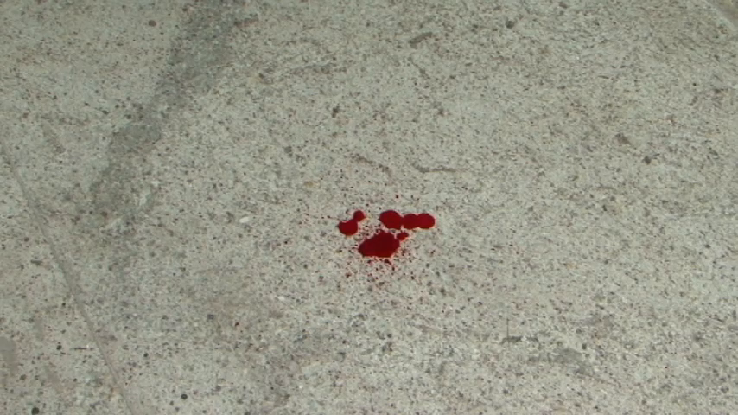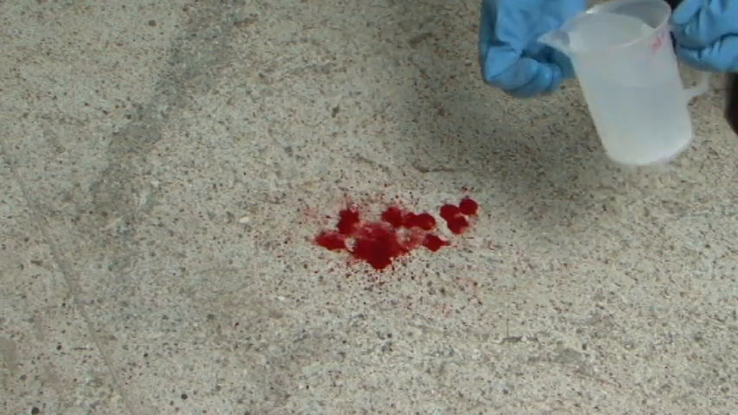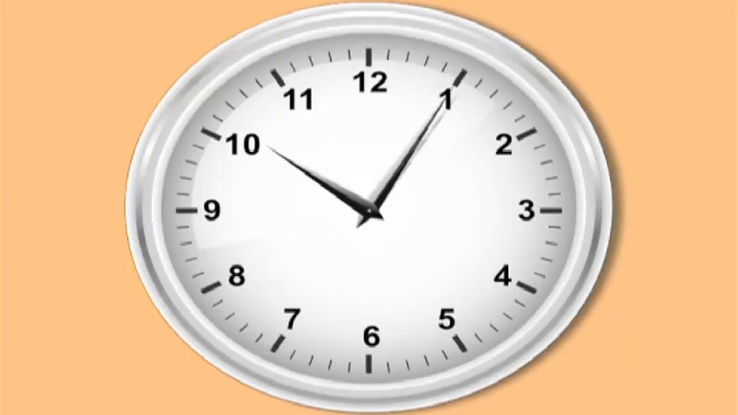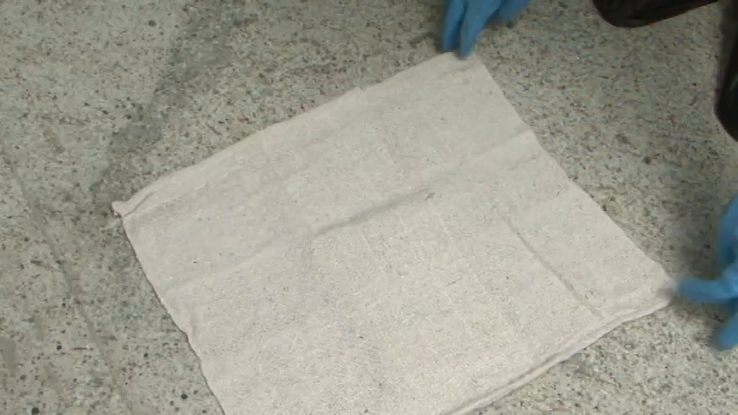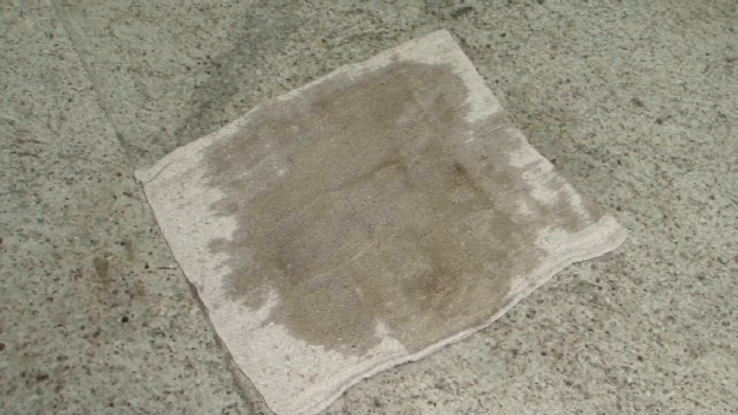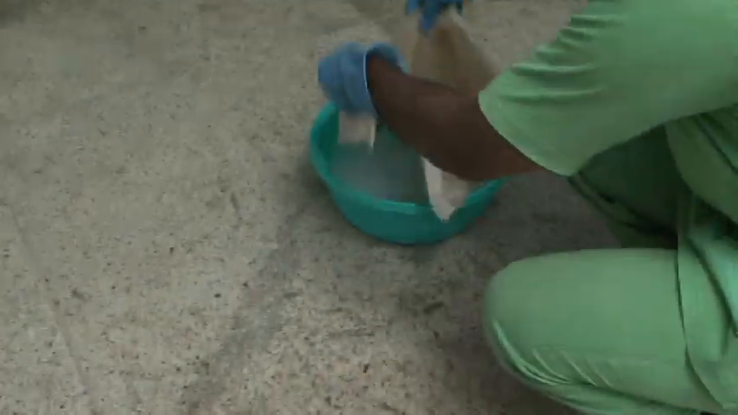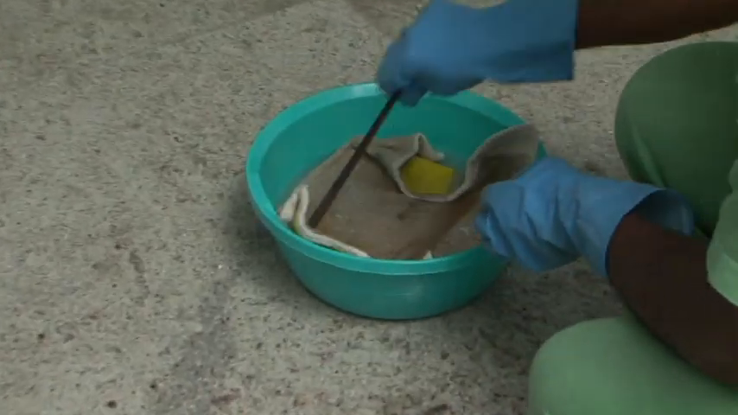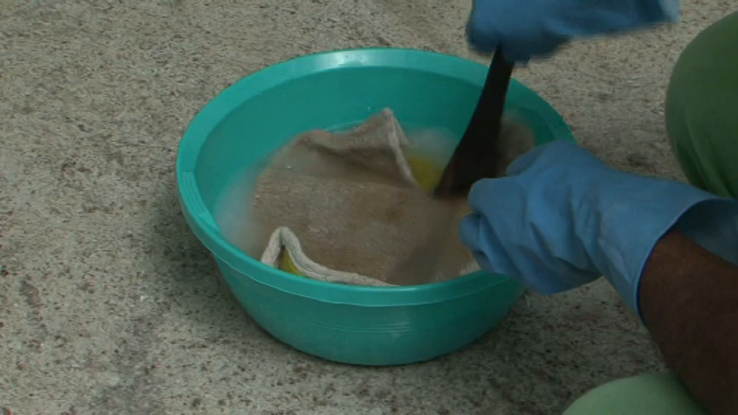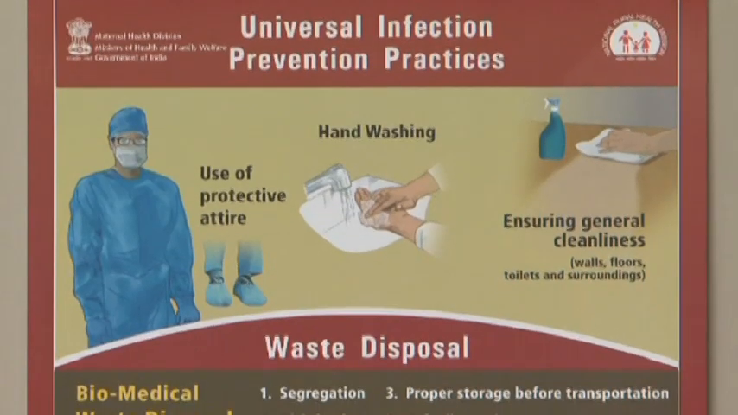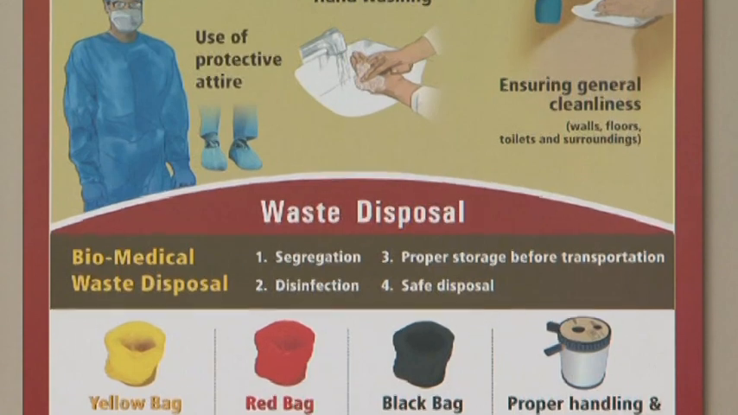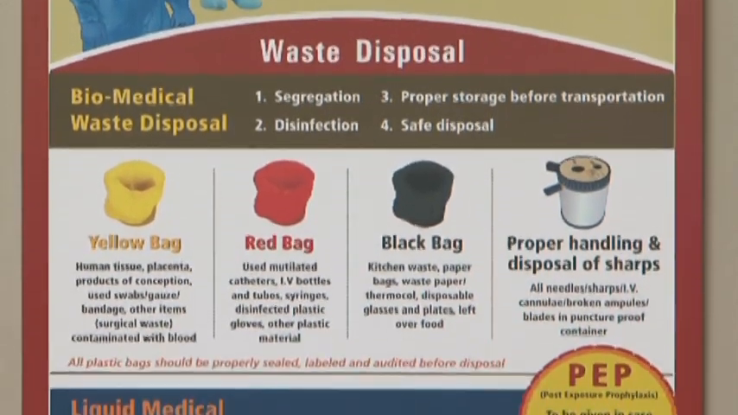In case of spillage of blood, body fluids on floor, wet the area with chlorine solution for 10 minutes. Absorb with mop and decontaminate the mop in the chlorine solution. Mop the floor again. Discard the waste in proper bin.